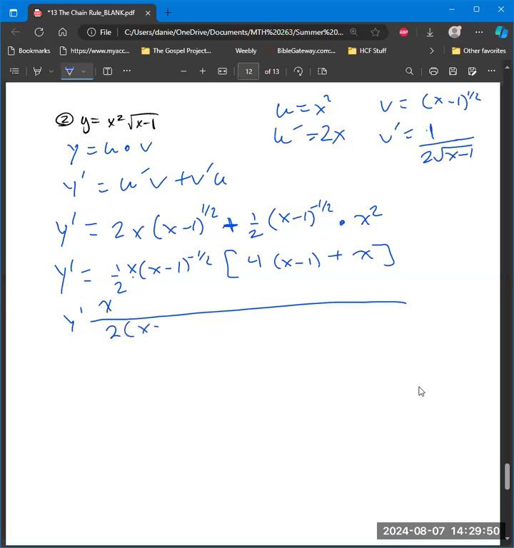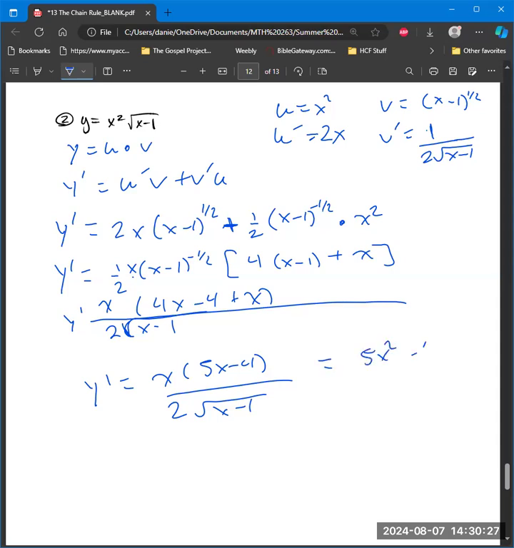This is 2 root x minus 1. And this is 4x minus 4 plus x. So y prime is x times 5x minus 4 over 2 root x minus 1. It's the same thing as 5x squared minus 4x over 2 root x minus 1.